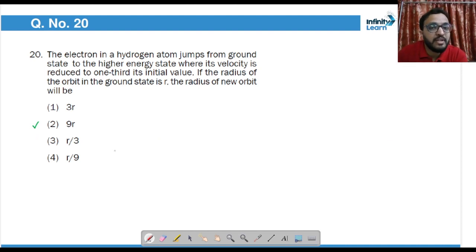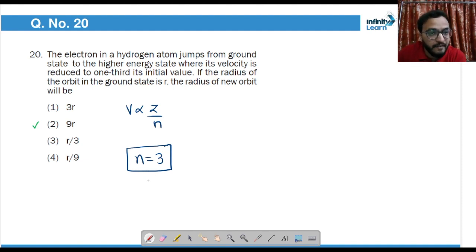The electron in a hydrogen atom jumps from the ground state to a higher state where its velocity reduces to 1/3 of its initial value. See, what is the formula of velocity? It is 2 into 10 to the power 5 into z by n, or we can directly say that velocity is directly proportional to z by n, right? So if velocity becomes 1/3, that means n equals 3. So it goes to the state where n equals 3, right?